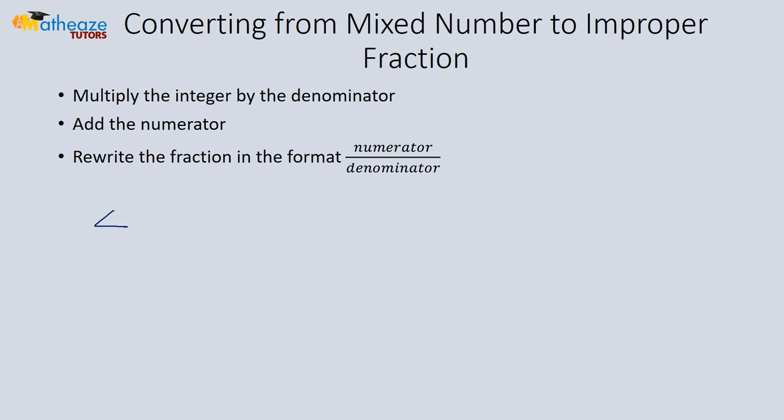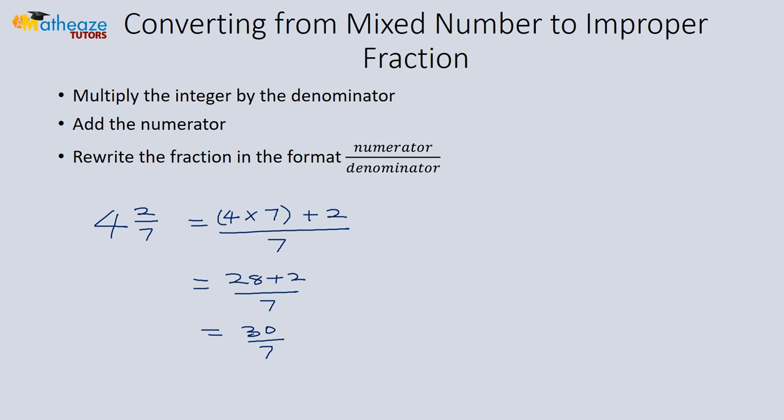Let's take a few examples here. Let's try 4, 2 over 7. So what we're saying here is we are going to multiply 4 by 7, and we're going to add 2. And then we have a denominator of 7. So this is going to give us 4 times 7 is 28 plus 2 over 7, which is going to give us 30 over 7.